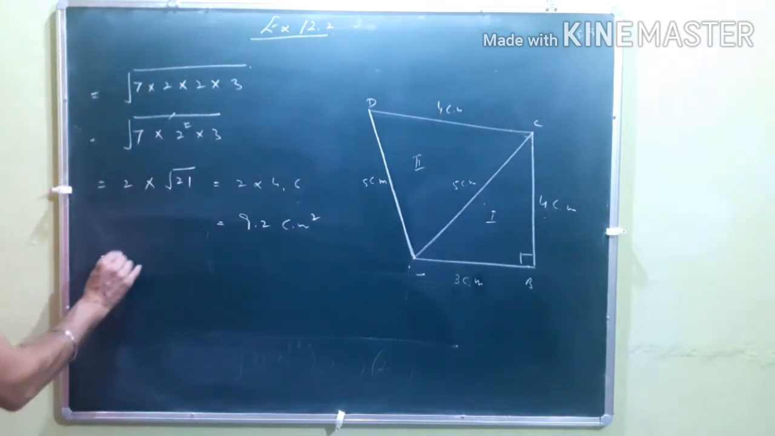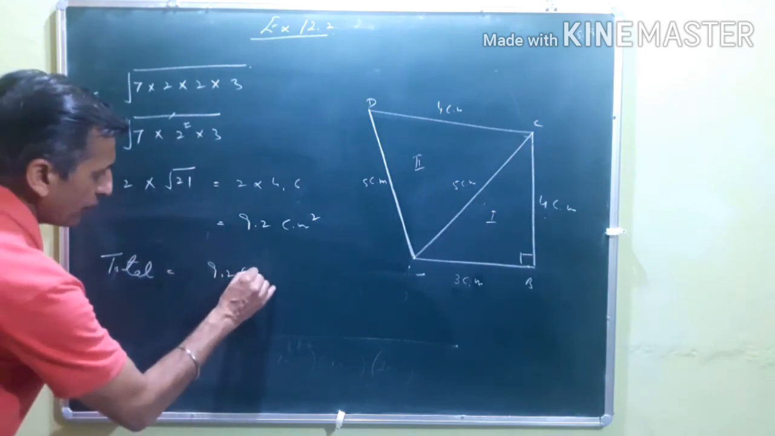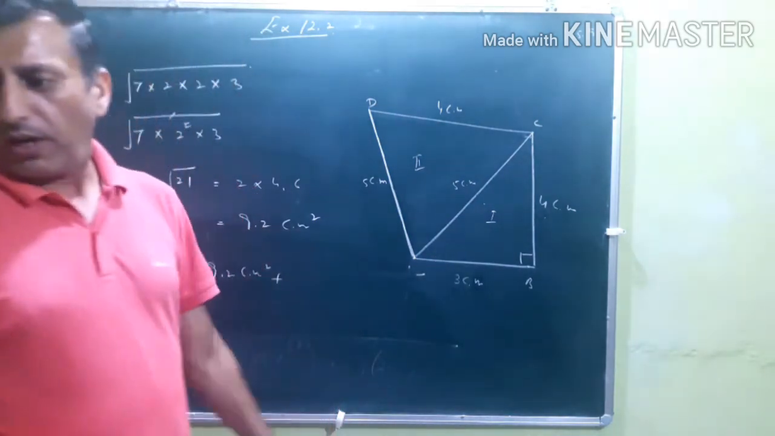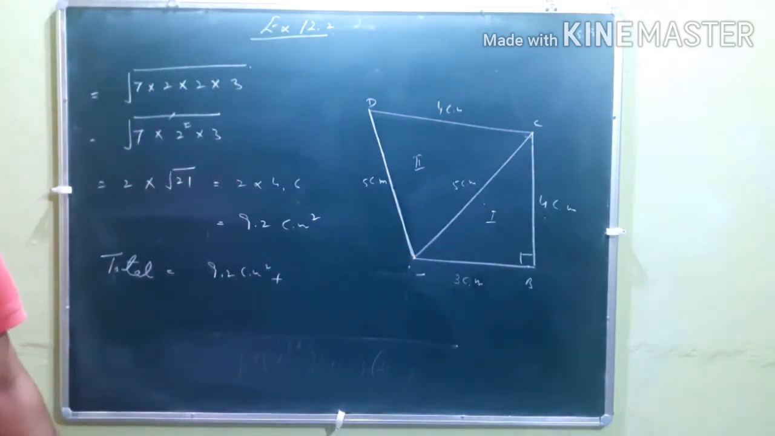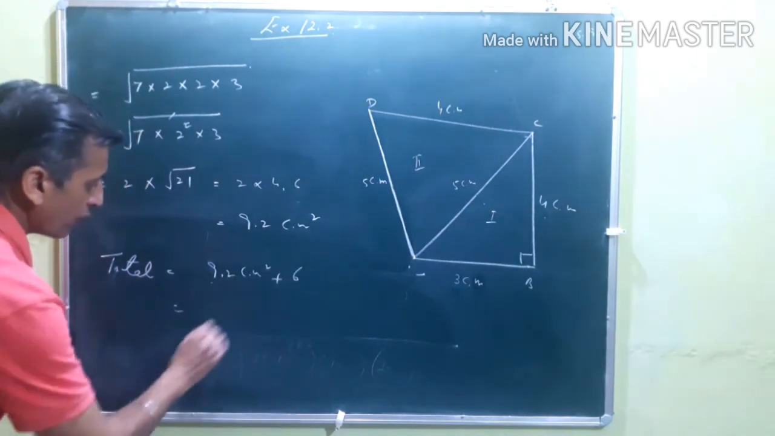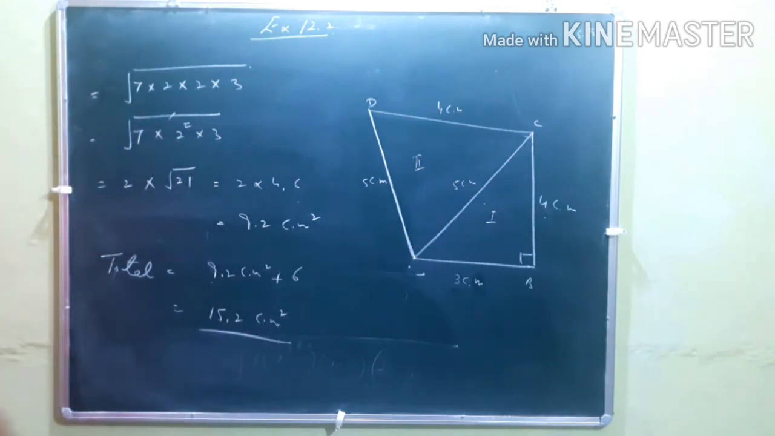And if you need the total area, so what was the total area? The total area is equal to 9.2 centimeter square plus this area, the area for this portion that we have already found, that is equal to 6. So 9 plus 6 is 15. So 15.2 centimeter square. That's all.